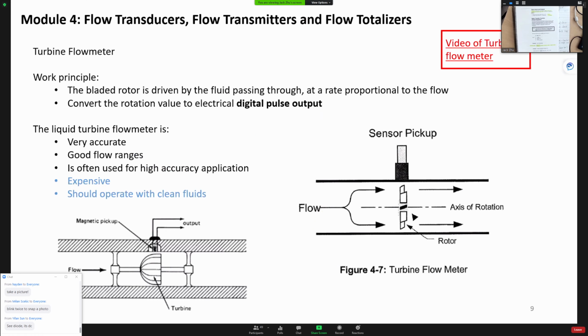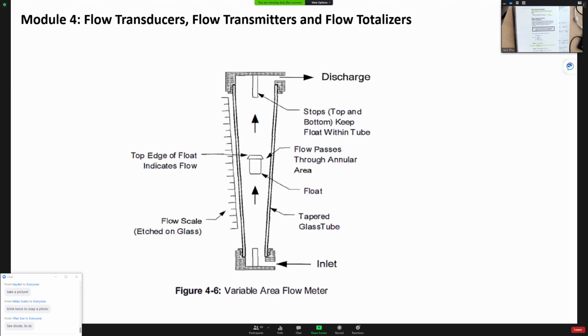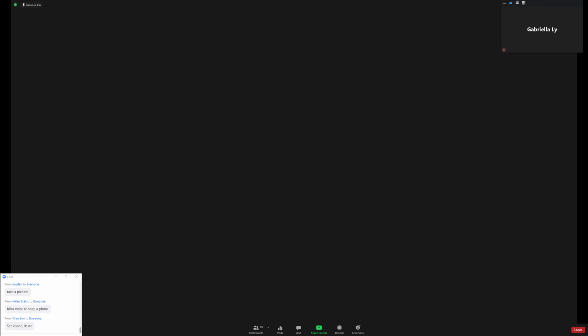Oops. Okay, give me a second. I can show you a video talking about this type of flow meter.